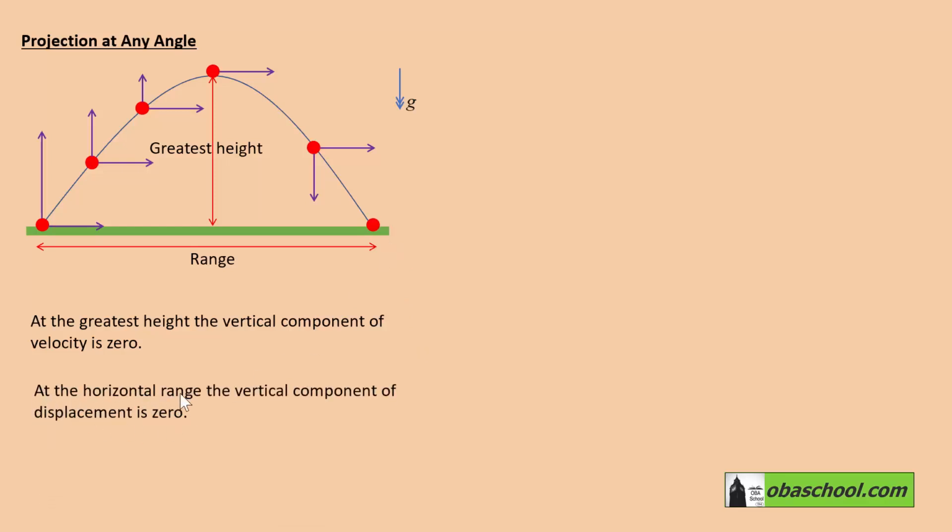At the horizontal range, the vertical component of displacement is 0 because it's back at its initial displacement, and that's often how we go about finding the range. Let's call the time it takes to get here T. T is known as the time of flight.